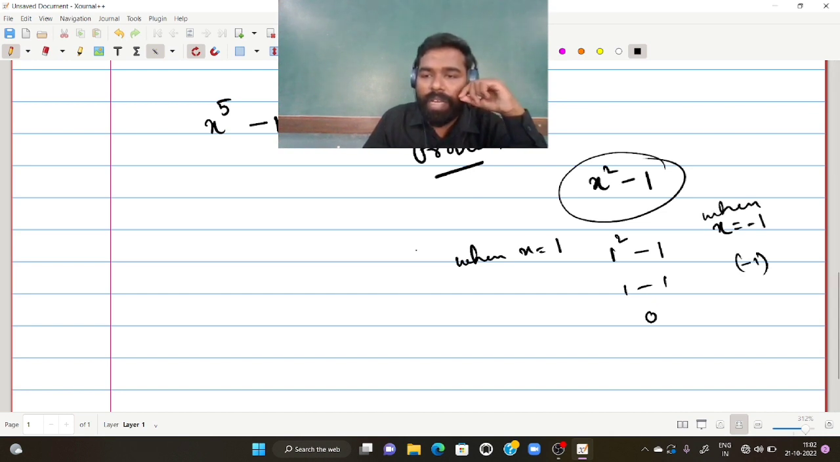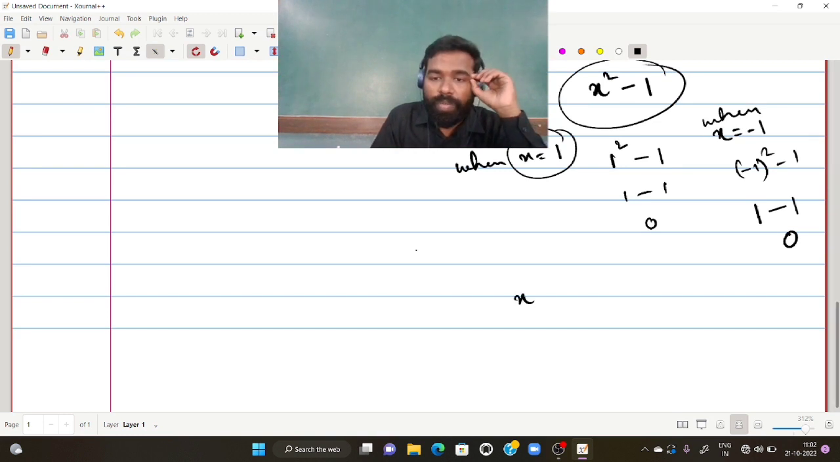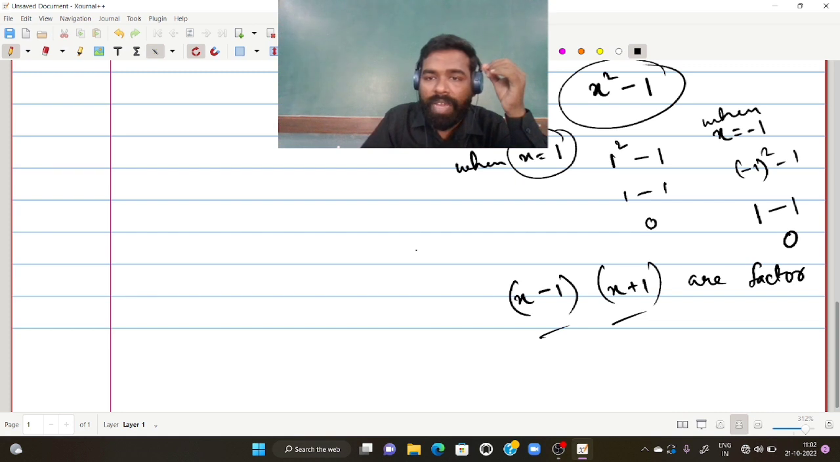Then minus 1 square minus 1. Minus 1 square is 1, minus 1, that is 0. See, both the values actually satisfy. एक बार 1 डाले तो भी ये satisfy हुआ, मतलब result 0 आया, and जब minus 1 डाला तब भी ये 0 आया. That means what? So if you bring this 1 inside, it becomes x minus 1. And if you bring this minus 1 inside, you get x plus 1. So these two are factors now. After bringing inside those particular values, you get some factors.